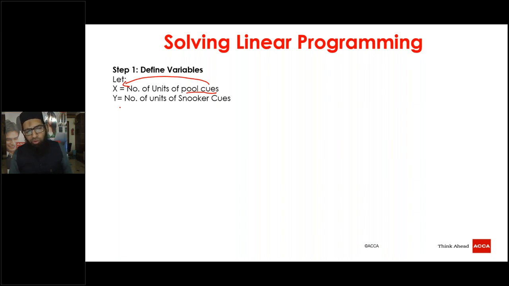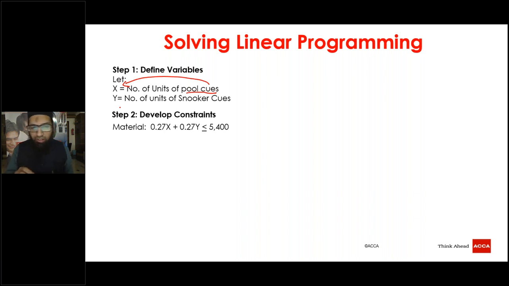We can also use other variables like P and S, P for pool cues and S for snooker cues. This is totally up to us. The next step is to develop constraints. So how do we develop that? This is just one constraint, that is 0.27x plus 0.27y must be less than or equal to 5400.